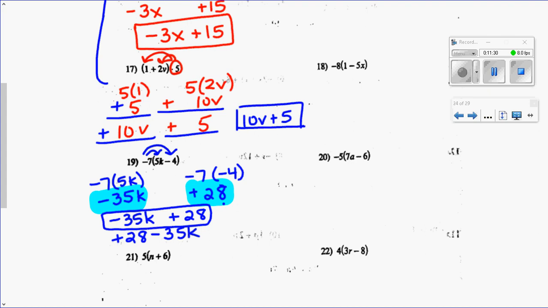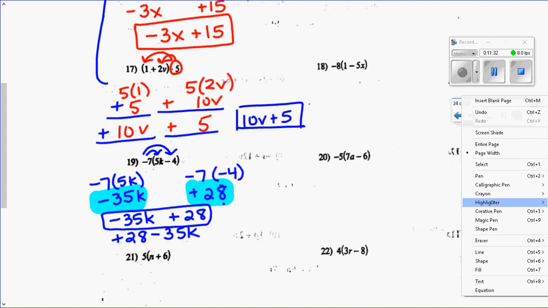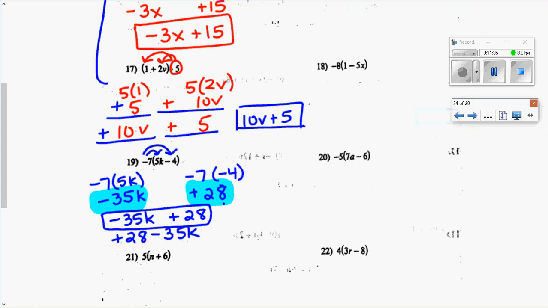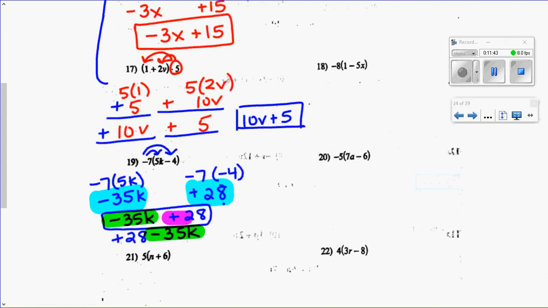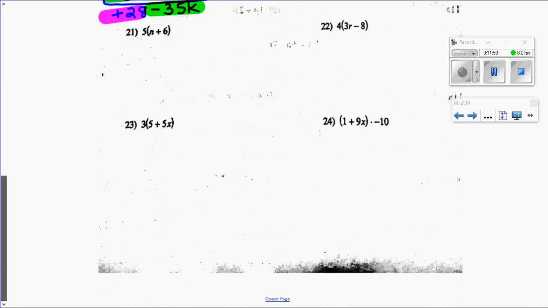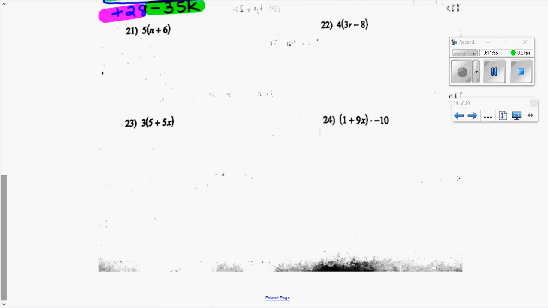That is the same thing because, again, I'm going to pull out some different color highlighters so you can see. The negative 35k is negative in both. And then the positive 28 is positive in both. So as long as the sign in front of the term stays the same, then you can switch the order. And here's why. If you're not sure why, I'm going to give you an example down here using just integers.